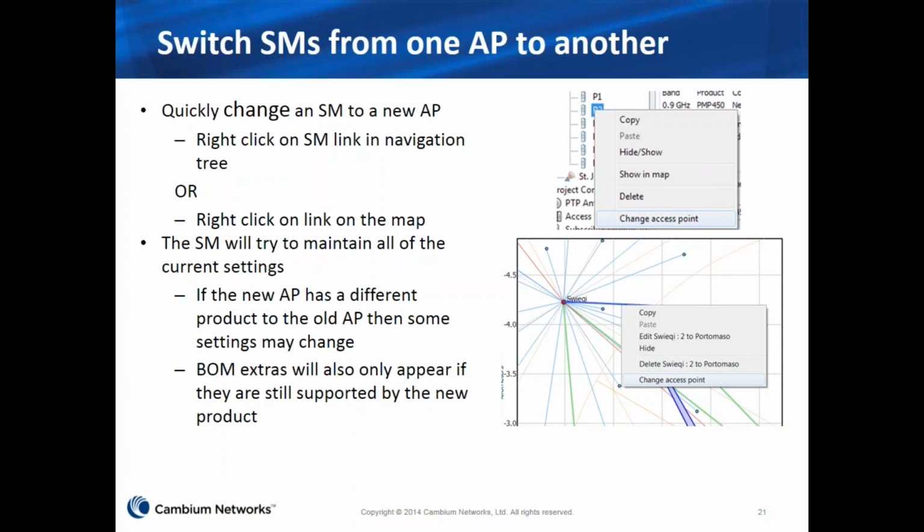You need to be aware that the SM will try to maintain as many settings as possible, such as antenna type. But if the AP is a different product or is on a different frequency band, those settings may not be available on that new AP, and at that point the SM will have to change the parameters to the default settings for the new AP. So if you're changing between APs that are all on the same band and the same product, then you shouldn't have any problems at all. If you are moving SMs from one product to another or one band to another, you may need to double check that the SM configuration is still as you intended it to be.